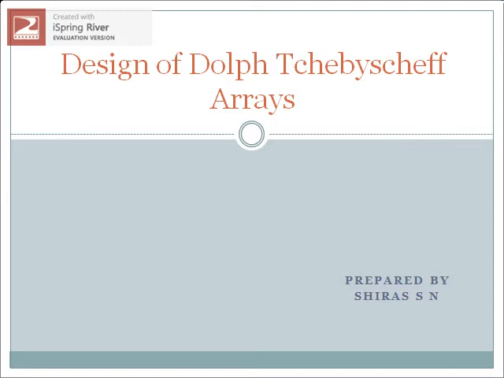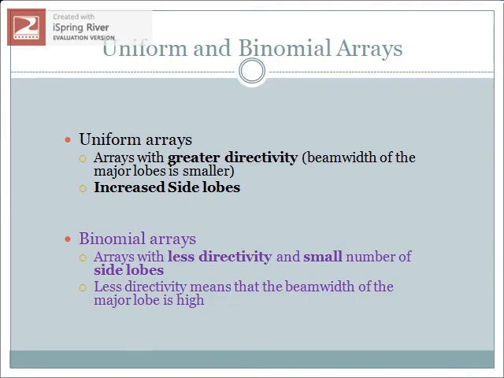Today we discuss about design of Dolph-Tchebyscheff array. We first recollect uniform and binomial array. In the case of a uniform array, we know that it has a greater directivity. The reason is that the major lobe beam width is smaller. But the drawback of the uniform array is the increased side lobe. Then we move on to binomial array, where it has lesser directivity because the major lobe beam width is higher, but it has a smaller number of side lobes.